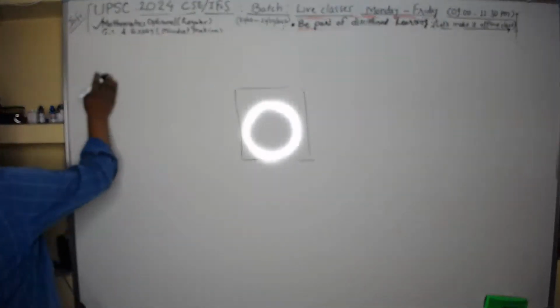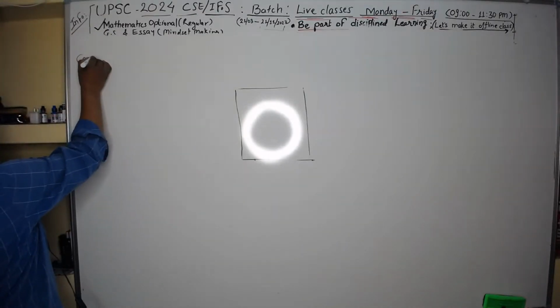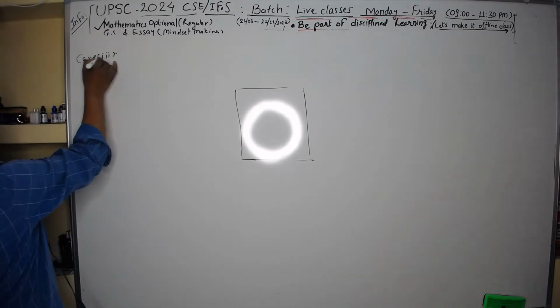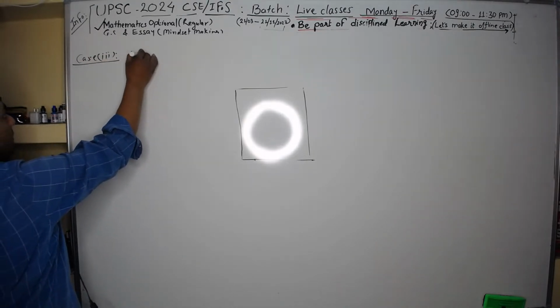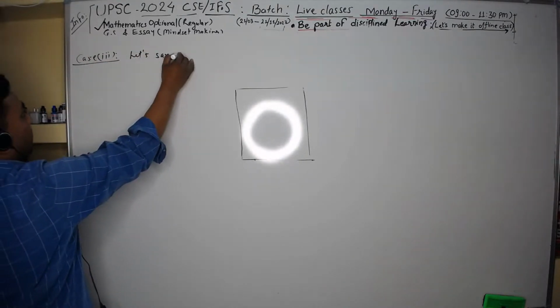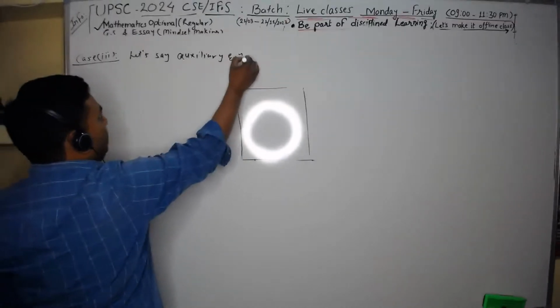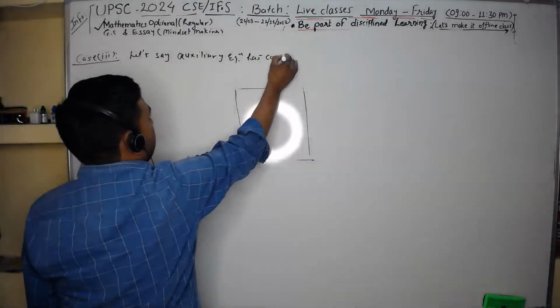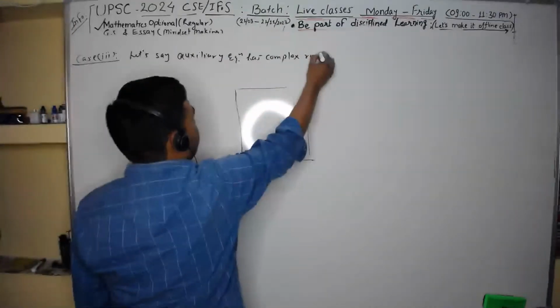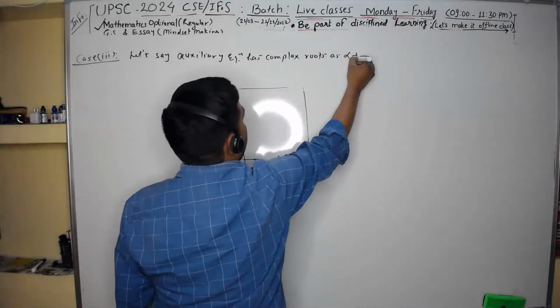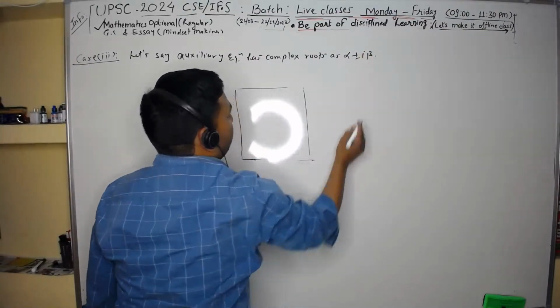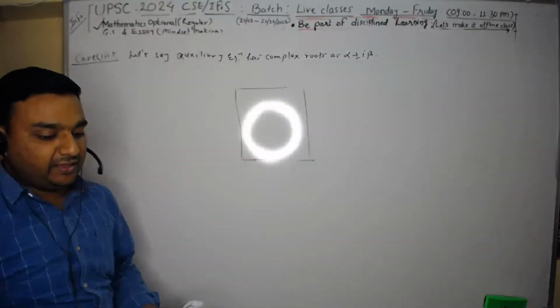Case 3. Let's say auxiliary equation has complex roots as alpha plus minus iota beta.